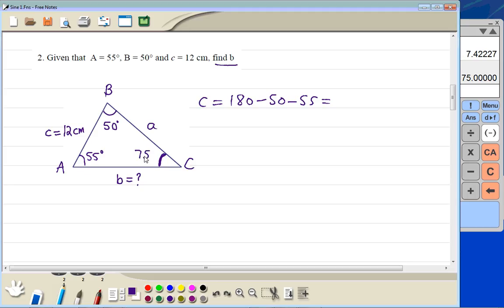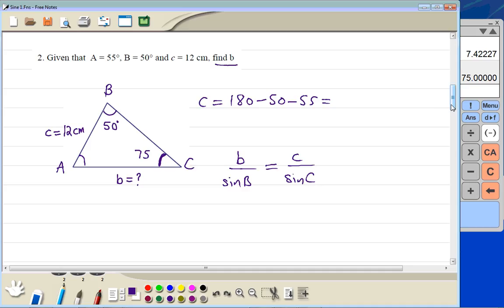So angle A is not part of the question anymore. Side A is not part of the question anymore. So we have the pair side C and angle C. For B, we don't know the side, we know the angle. So we write the formula here. B divided by sine of angle B equals C divided by sine of angle C.